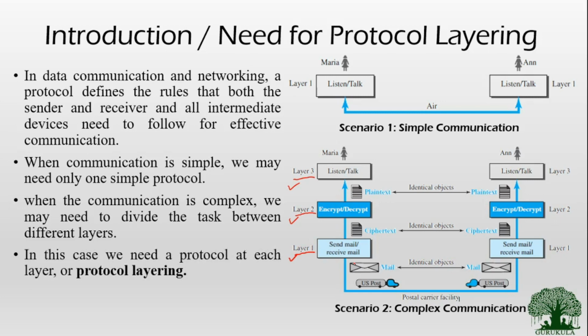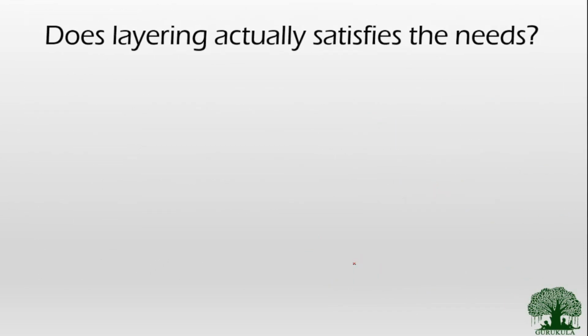Alright, now we clearly understood that we need more protocols for complex communications. But why do they need to be layered? Why can't we have a set of protocols which is working together in any mode? Why does it have to be a layered architecture? So let us throw some light on it. Does layering actually satisfy the need? If I need to have more protocols, then why can't I simply have n number of protocols working from a communication perspective? Why should I layer the protocols one after the other?